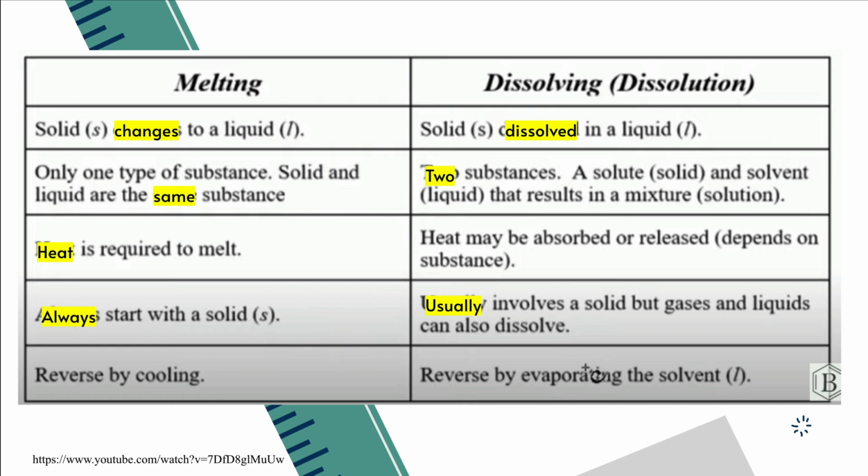Melting: a solid changes to a liquid. Only one type of substance; solid and liquid are the same substance. Heat is required to melt. Always start with a solid, reversed by cooling.